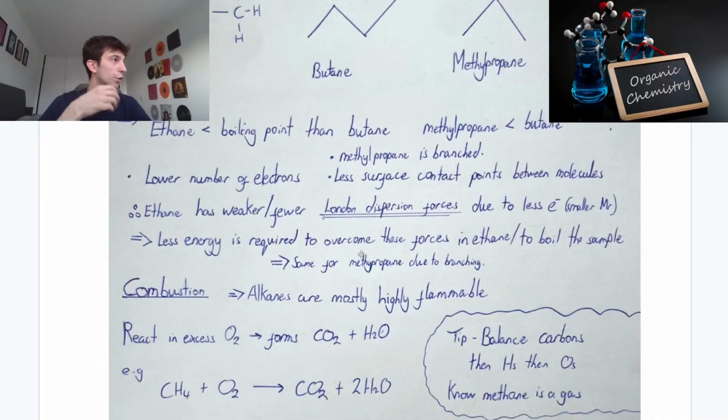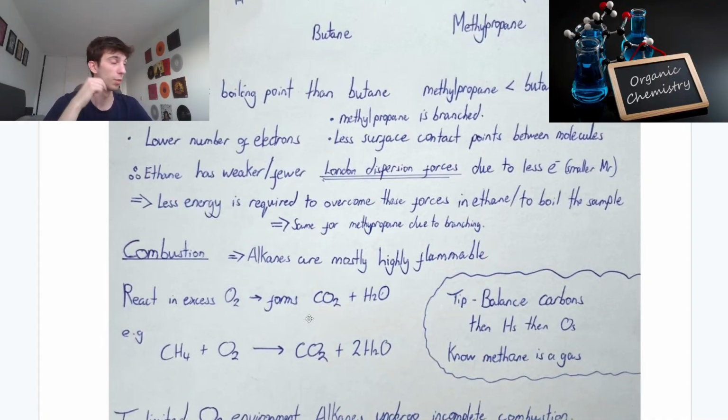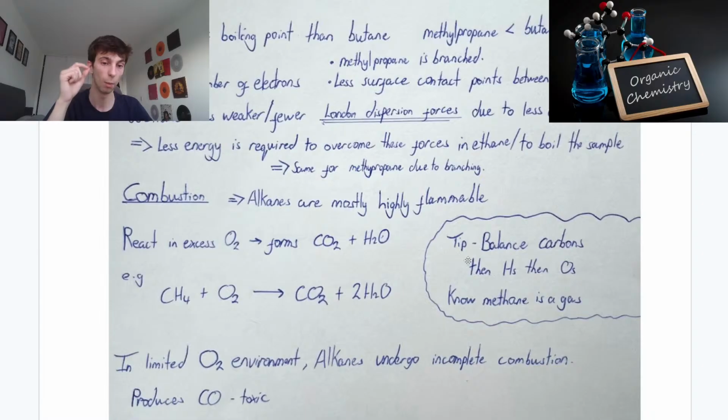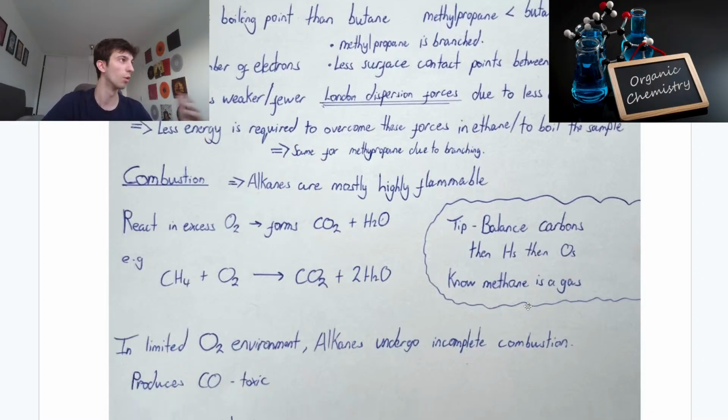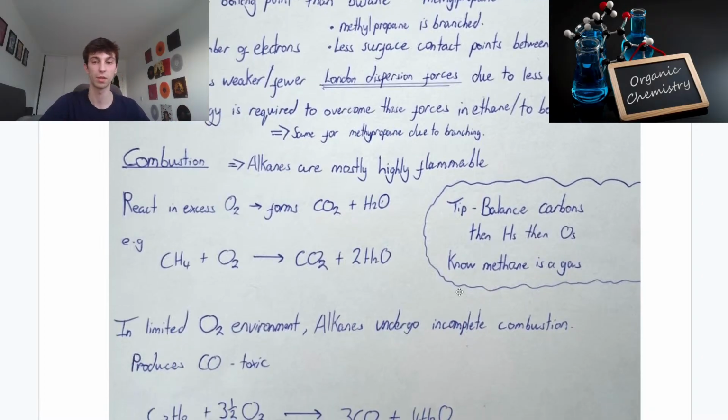So for combustions, we have to know that alkanes are mostly highly flammable. In excess O2, we're going to form carbon dioxide and water. My tip when balancing combustion equations, this is OCR: balance your carbons, then your hydrogens, then your oxygens. The other thing you have to know in the exam is that methane is a gas. It's the only one you really need to know out of all the alkanes.